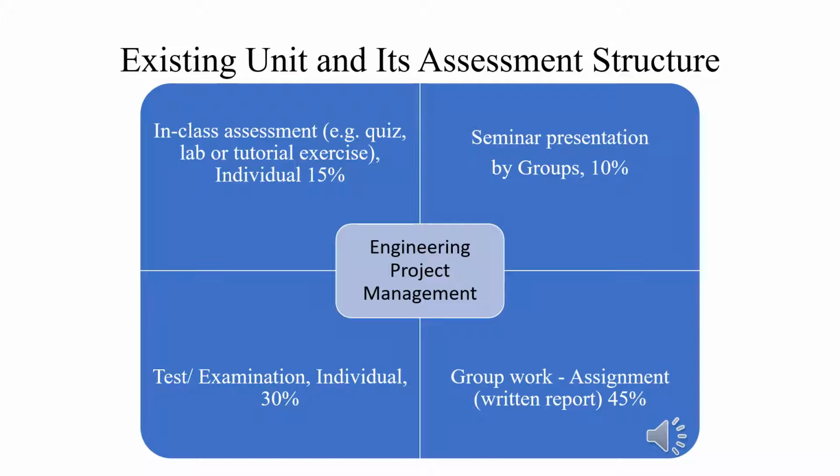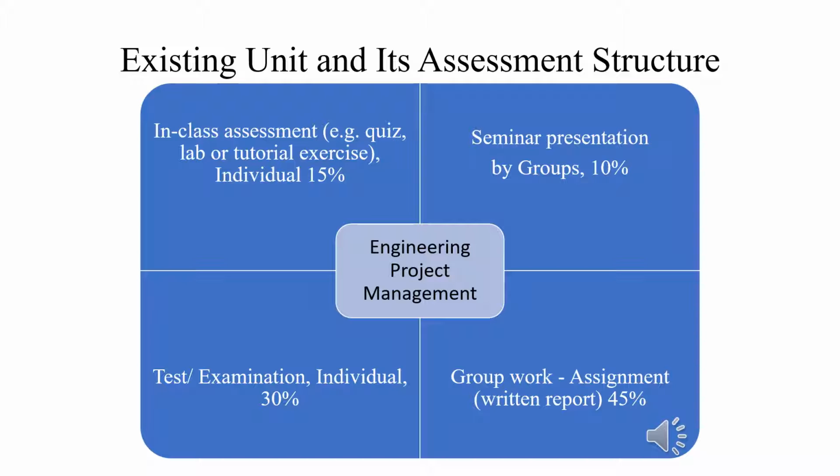The unit I look at is Engineering Project Management, which is taught in undergraduate final year. We have 4 summative assessment tasks. Number 1, seminar in which group presentation takes place and carries 10% of the marks. Number 2, assignment in which every group will submit a written report. It contains 45% of the marks.